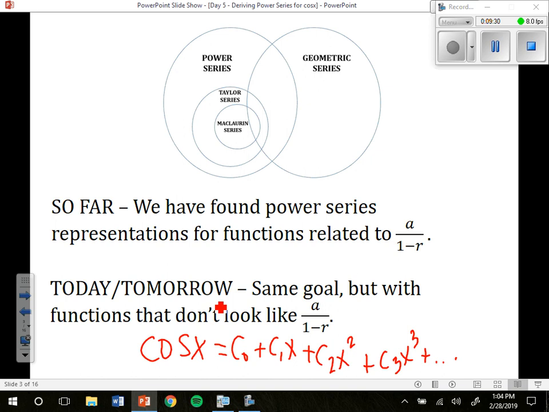But do you see what our goal is? To turn cosine x into some infinite series. And so if we graph cosine x and this power series, they should line up. But it doesn't look geometric, and that's our problem. Makes sense so far? Okay.